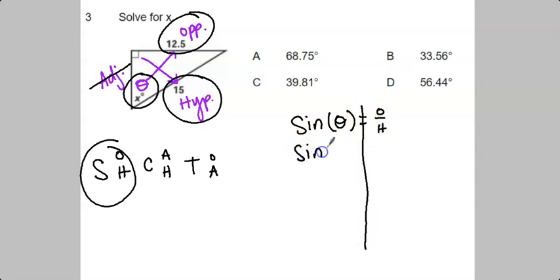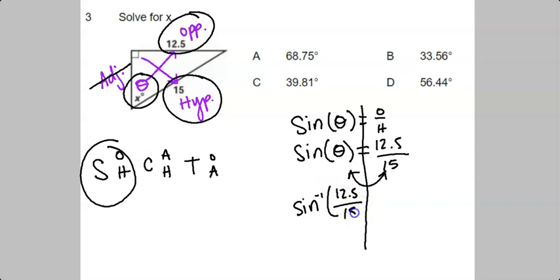So sine, we don't know what theta is. We can put an x here. I normally just leave the theta symbol. But we do know O is 12.5 and H is 15. Now, if I'm going to be solving for theta, I need to switch this to the inverse. So we should see sine with a little -1, and then 12.5 divided by 15 is equal to theta.